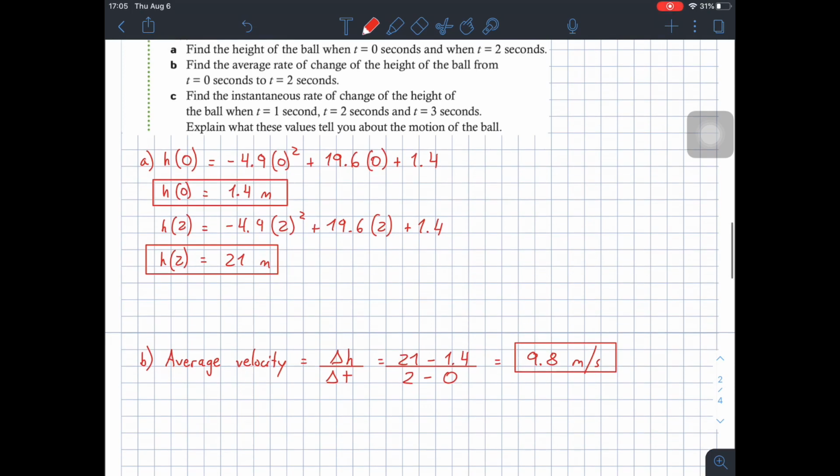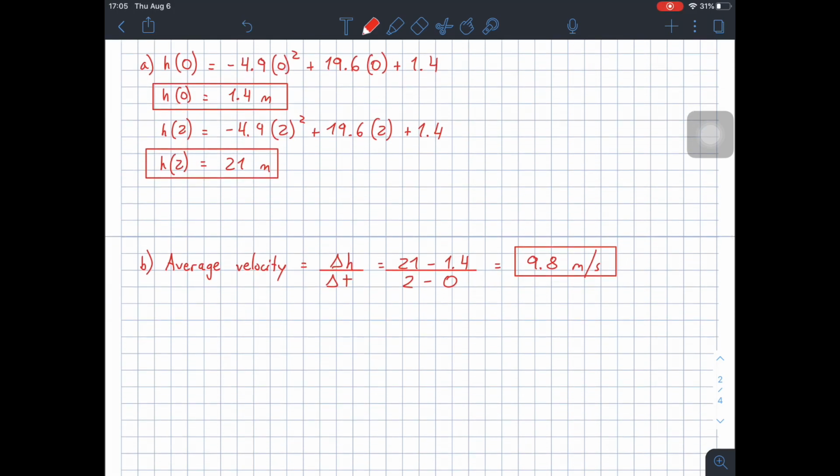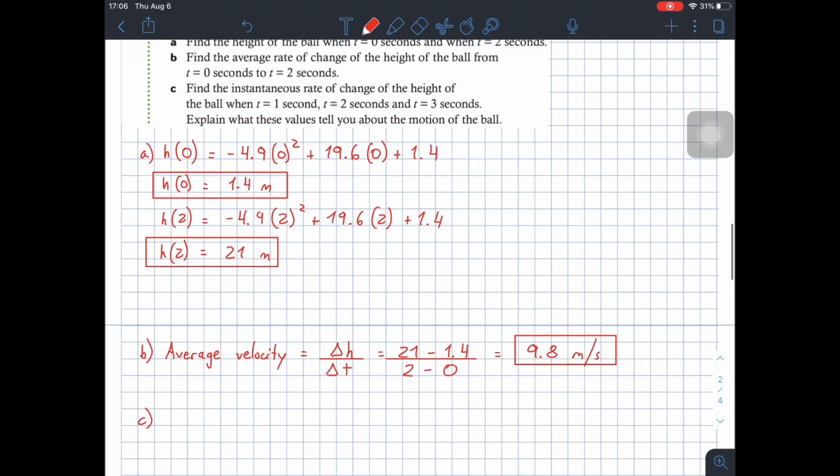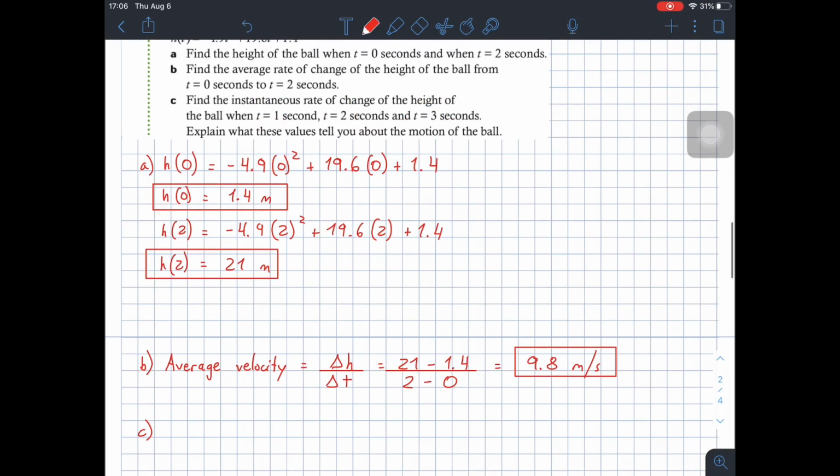Okay? Then for part C, this is the new thing for you. It says, find the instantaneous rate of change of the height of the ball when t equals 1 second, when t equals 2 seconds, and when t equals 3 seconds. Explain what these values tell you about the motion of the ball. Okay? So if you read the words instantaneous rate of change, you should automatically think about derivatives. Instantaneous rate of change is a synonym for derivative.